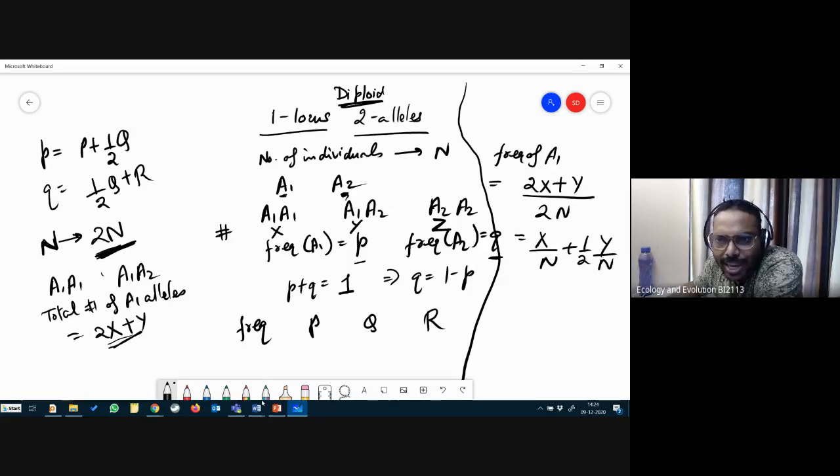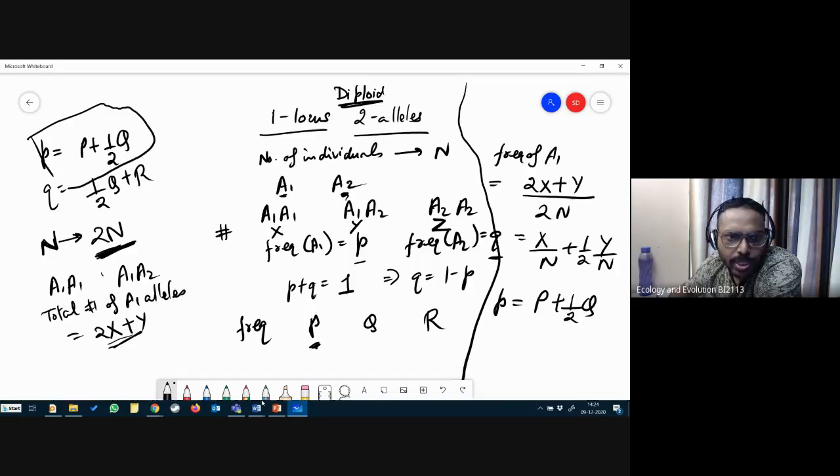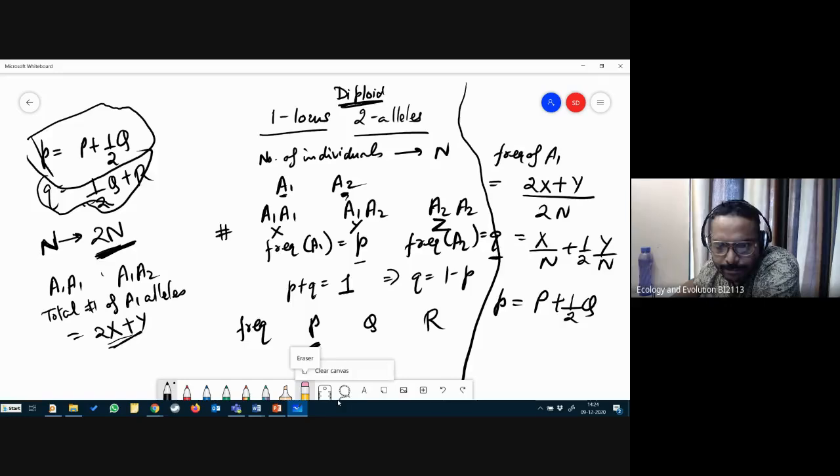But x by n is what? x by n is the frequency of the A1A1 individuals, which is capital P, correct? So this is capital P, this is again half, and y by n is capital Q. And the frequency of A1 in the population is small p, correct? So that is how you get this: small p is equal to capital P plus half capital Q, and similarly in the other direction, small q is equal to half capital Q plus R. Everybody, makes sense? Yes, sir.